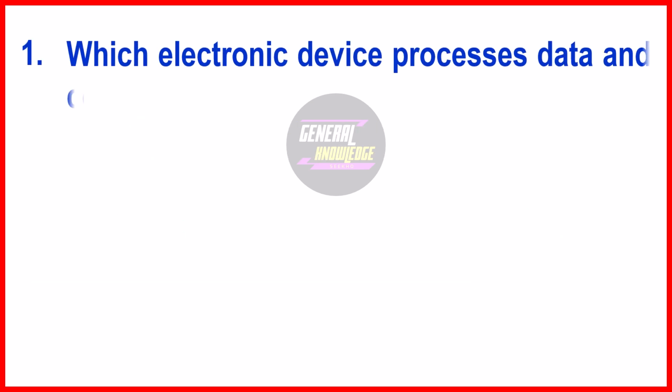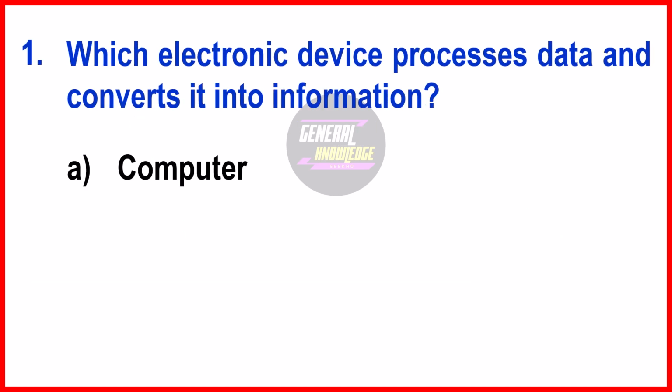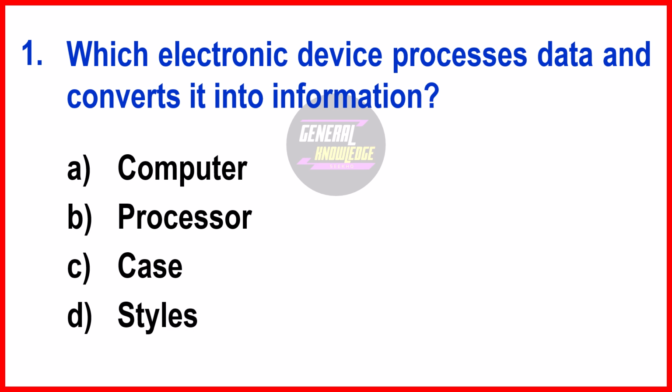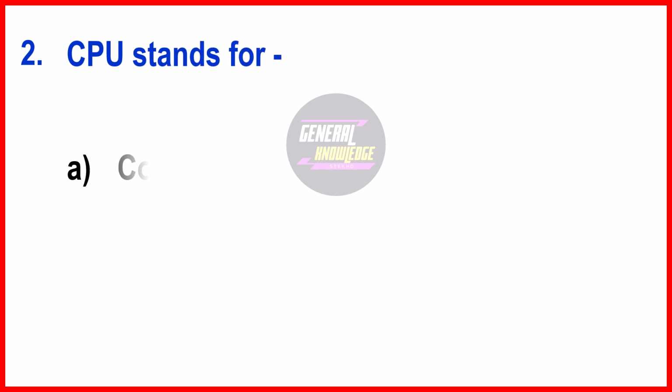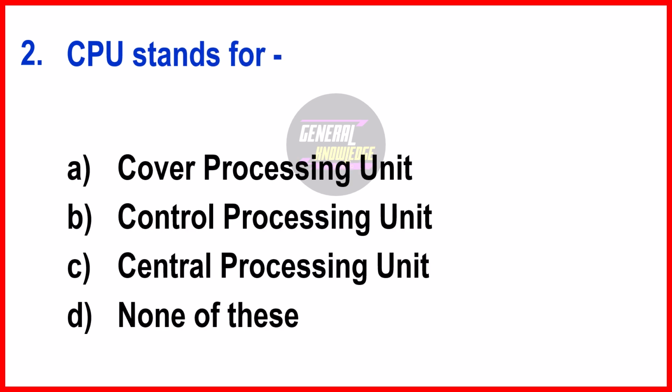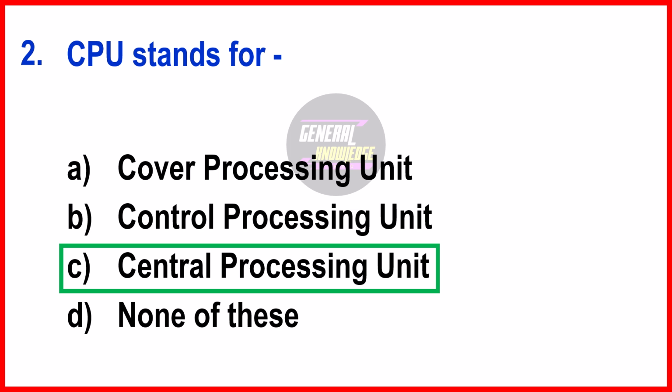Which electronic device processes data and converts it into information? The right answer is option A, computer. CPU stands for. The right answer is option C, central processing unit.